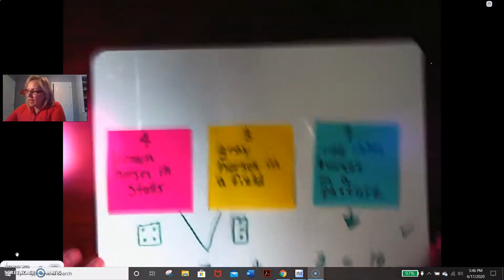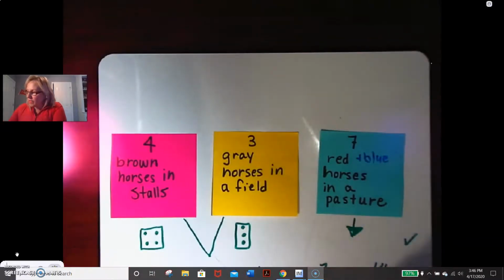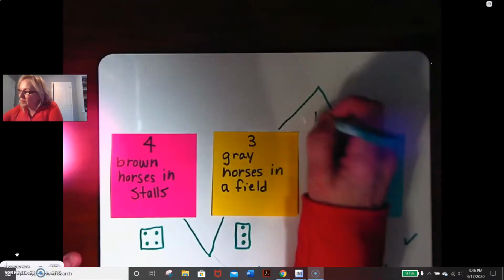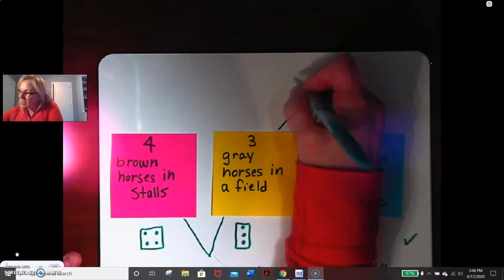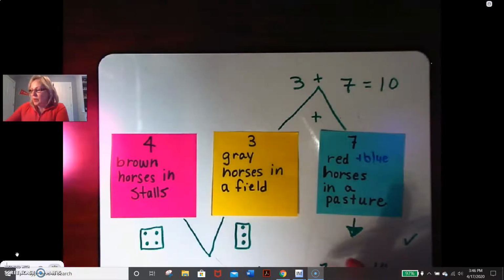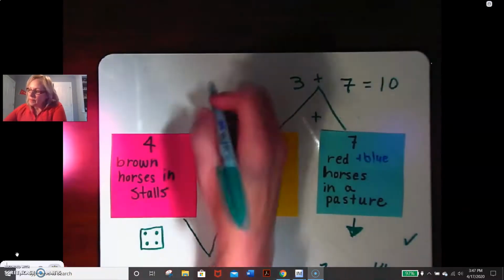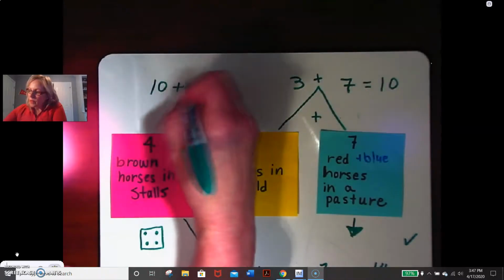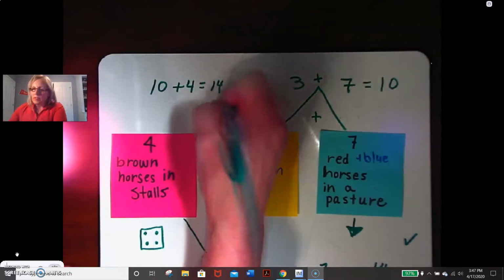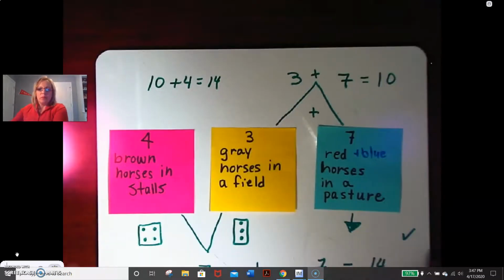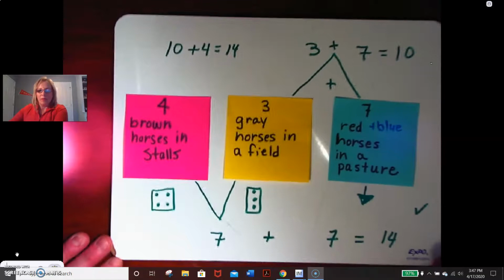All right, and then up here, we could do a different way. Maybe we know that 7 plus 3 equals 10. Maybe we automatically know that, and then we just add the 4 on. So 10 plus 4 would give us the 14. So you can add these in different orders and get the same number. That's what associative property means, okay?